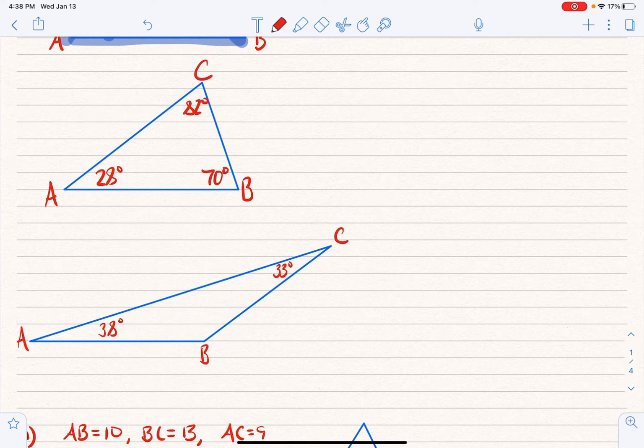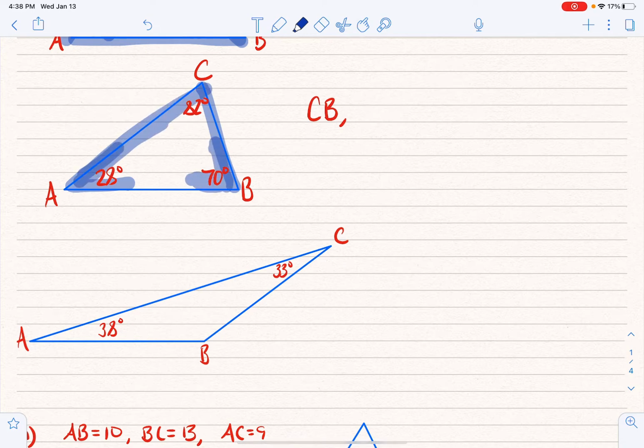And as I look at this, it's definitely not drawn to scale. It doesn't really matter. We just look and say, this is the smallest angle, so therefore this is the smallest side. So we know that CB is the smallest side. Then this one right here, 70, is the next smallest, so this is the next smallest side, which is side AC. And then lastly, this is the largest angle, so therefore this is the largest side. So we go all the way to AB.